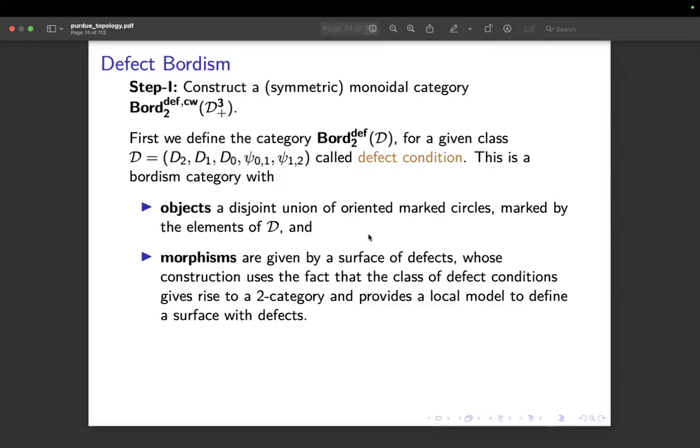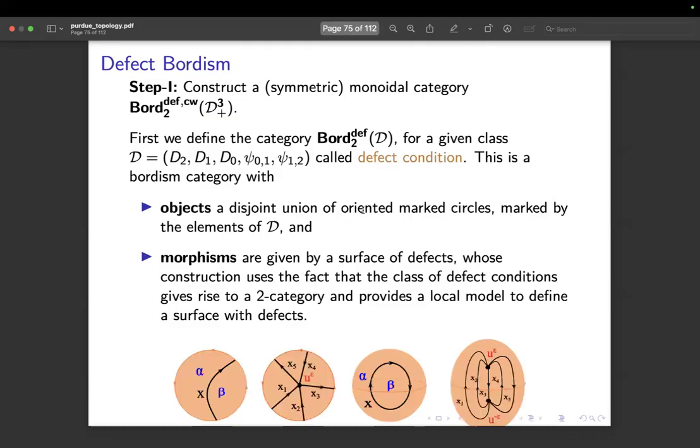And the morphisms are given by surface fits of defects, whose construction uses the fact that the class of defect conditions gives rise to 2-categories. So one can check that this forms a pre-2-category, and then there is a 2-category, and thus provides a local model to define a surface with defects. So for example, it says that locally, it's a surface with defects.